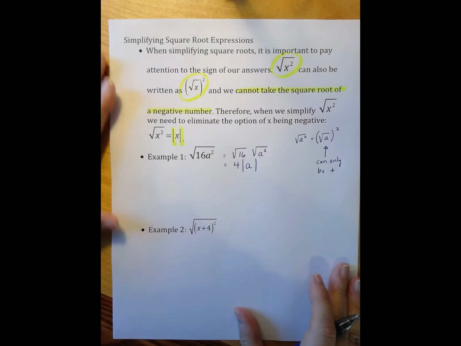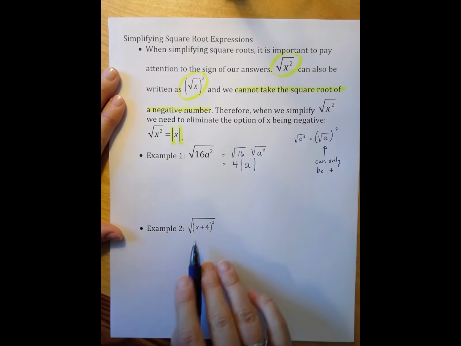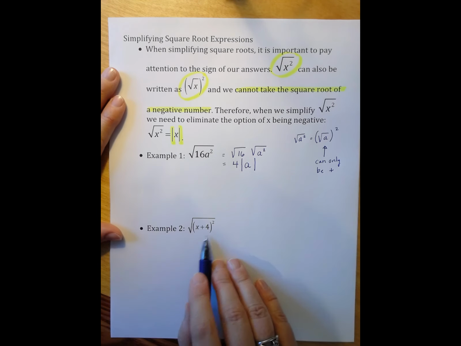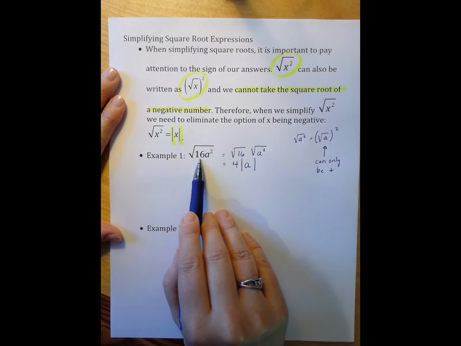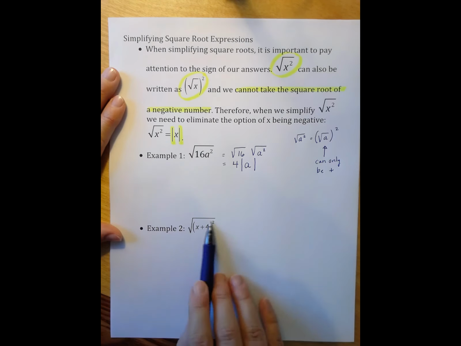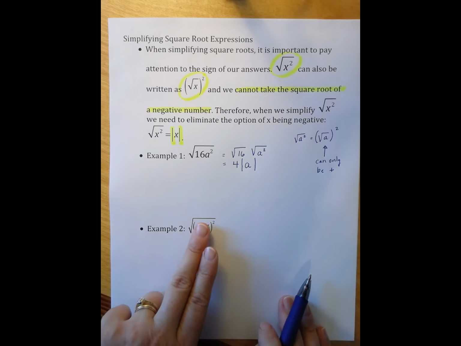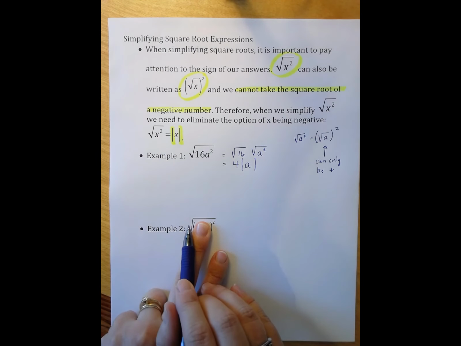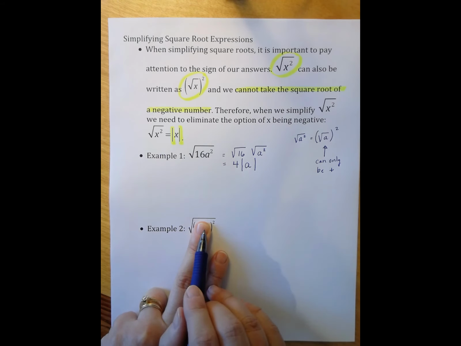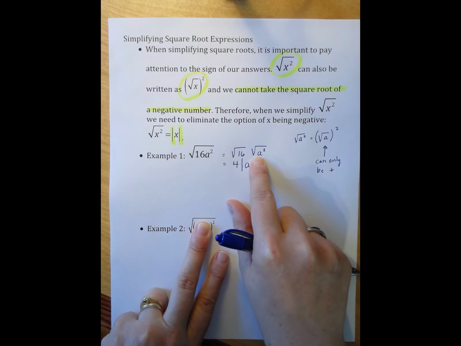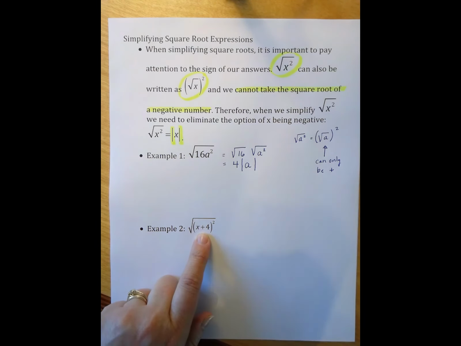Example 2 follows the same sort of logic. However, in this case, we don't have a whole number underneath the square root. We have a quantity that is being squared. So if you can imagine, if I sort of cover this up, I have the same pattern here as the square root of something being squared as I did up here. The catch being, of course, that instead of it being one letter, it is an expression. It is a binomial.